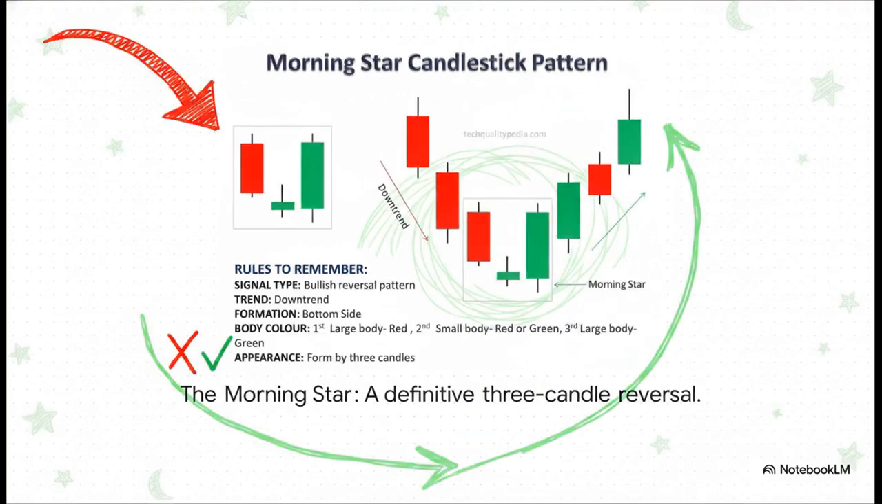Sometimes, though, the story takes a little longer to unfold, kind of like a 3-act play. Enter the Morning Star, which is a 3-candle narrative. Act 1 is a large red bearish drop where sellers are dominating. Act 2 is a tiny indecision candle, could be red or green, showing the downward momentum has suddenly halted. And Act 3, a massive green bullish takeover that closes well past the midpoint of that first red candle. The sellers lost control and the buyers have definitively taken over.